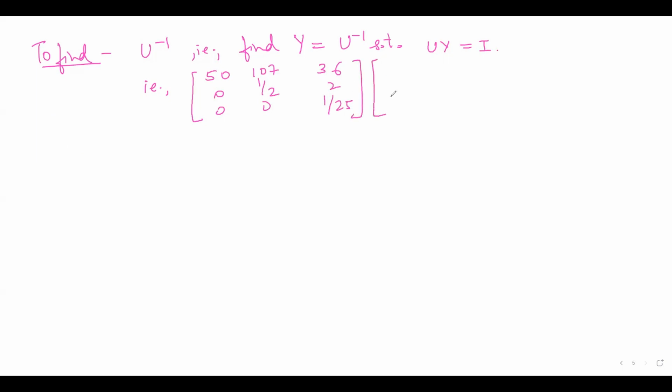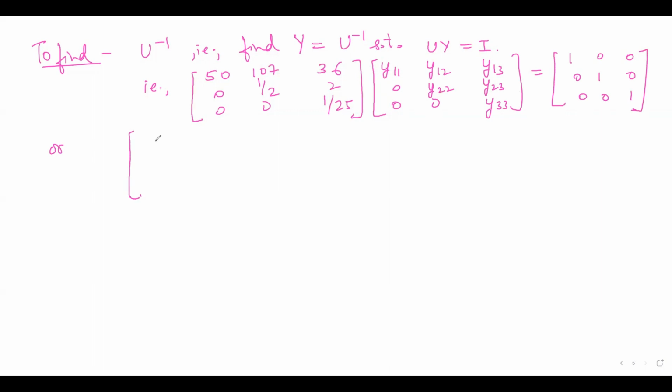So y would again be an upper triangular matrix. I'll take it as y11, y12, y13, 0, y22, y23, 0, 0, y33, equal to the identity matrix. Now we need to multiply them, this with this.